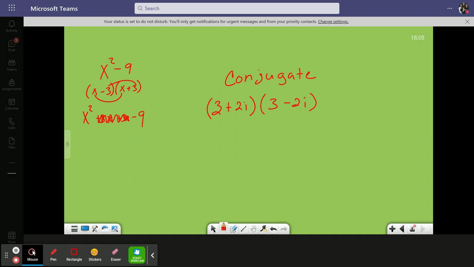Now, what's going to happen? Why do I want to do it? Because I want to eliminate all those i's. I want a number here with no i in it. My center terms are going to cancel each other out. What am I going to end up with in my last term?